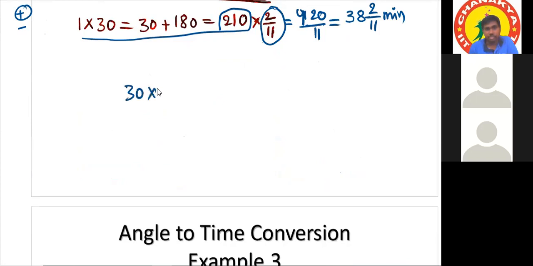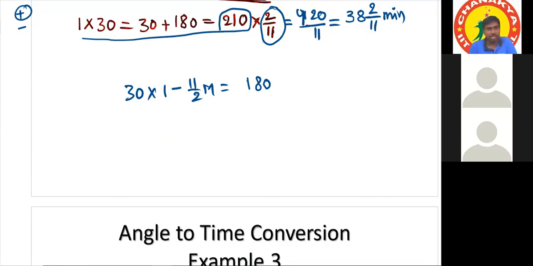30 H. H is how much? 1 minus 11 by 2 into M is how much? M we need to find. Plus or minus 180. If we take this positive, you will get a wrong answer. You have done some calculation error. So 11 by 2m is equal to 30, like 180 plus. 11 by 2m is equal to 150, sir.